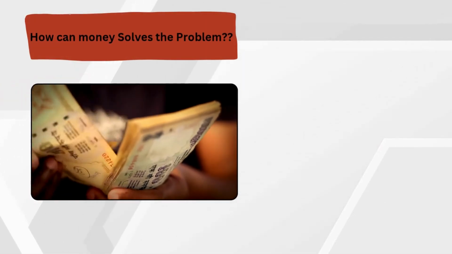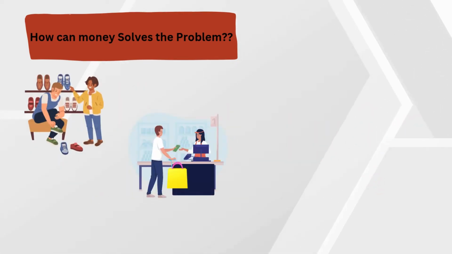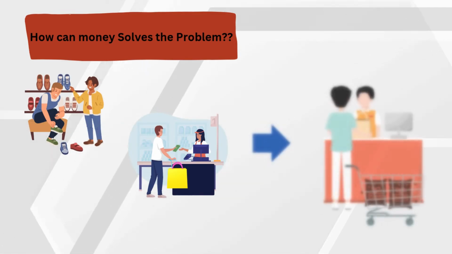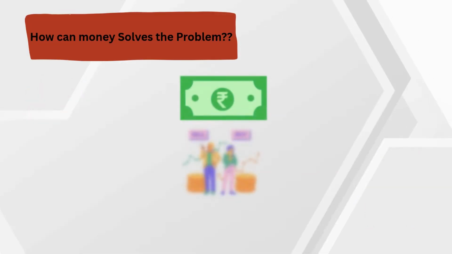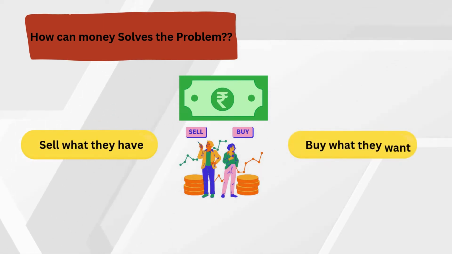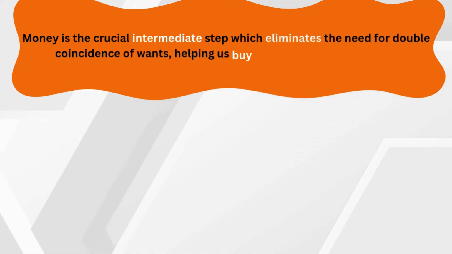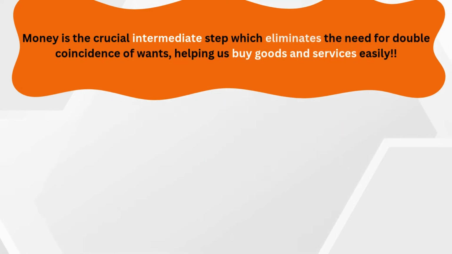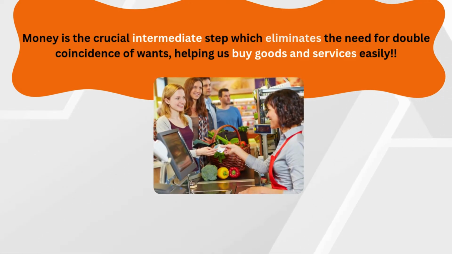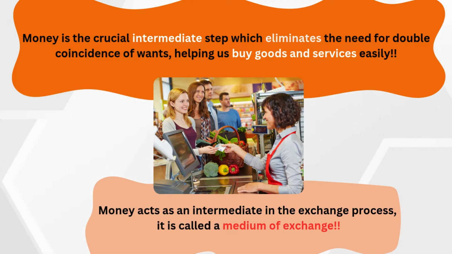With money, you don't have to find someone who wants to exchange goods with you directly. Instead, the shoemaker sells shoes and gets money. Then he uses that money to buy wheat. So money becomes the middle step. It lets people sell what they have, buy what they want, without needing both sides to want each other's things. So we learn that money is the crucial intermediate step which eliminates the need for double coincidence of wants, helping us buy goods and services easily. Since money acts as an intermediate in the exchange process, it is called a medium of exchange.